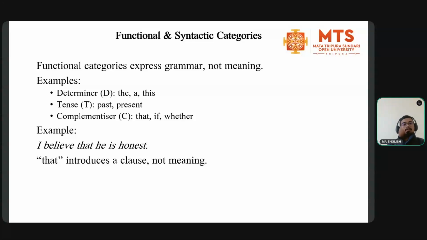Next, functional categories are especially important when we move to generative grammar, that is in Block 4. Then we will study the structure more, using phrase structure rules. Even though functional categories do not carry strong meaning, they play a crucial role in grammar and sentence organization. So understanding them will make advanced syntax much easier later. Okay, so this is the end of Block 3.